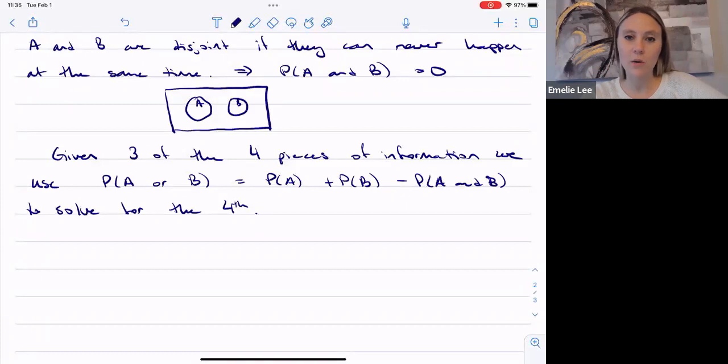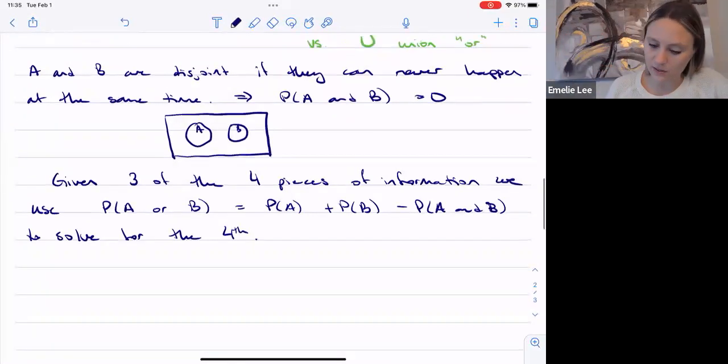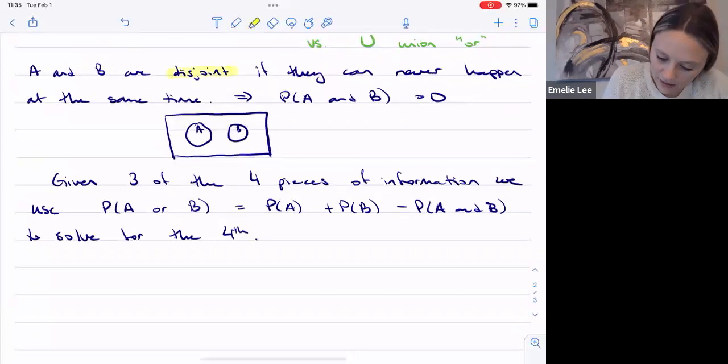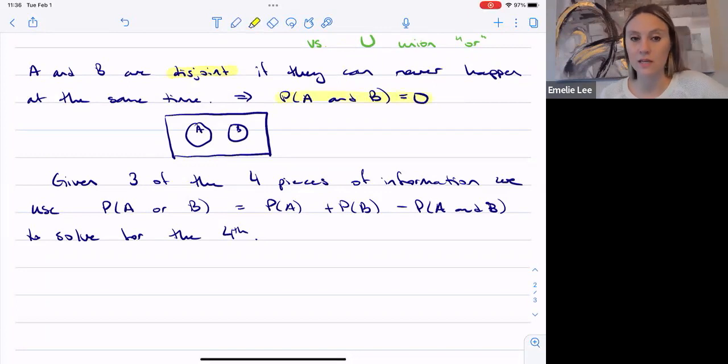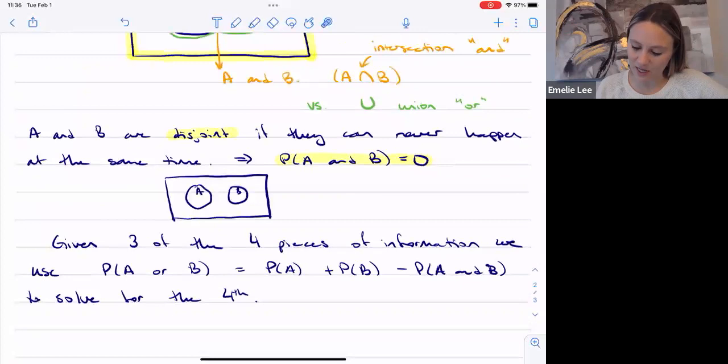Okay, so we've talked about disjoint events where there's no shared outcomes. And so the probability of A and B must be 0, right? And so here I'll just highlight they're disjoint, and maybe I should make it clear here that if they're disjoint, it means that they share no probability. The probability of them happening at the same time is 0, right?